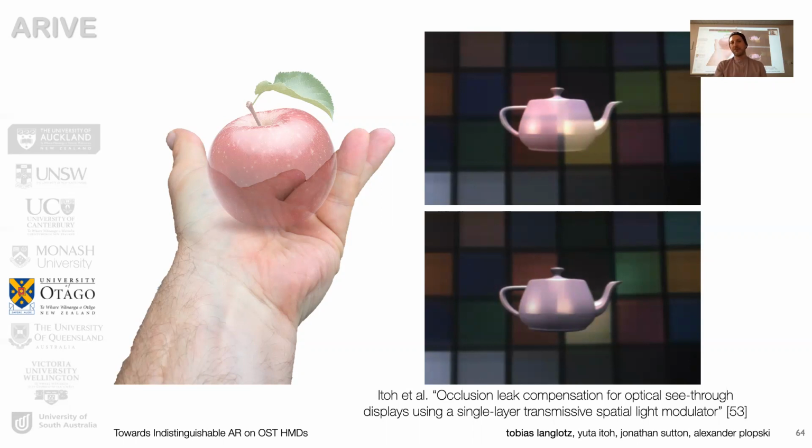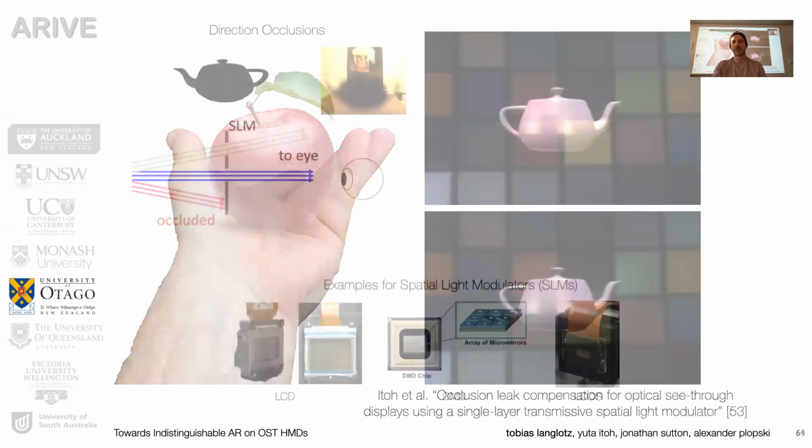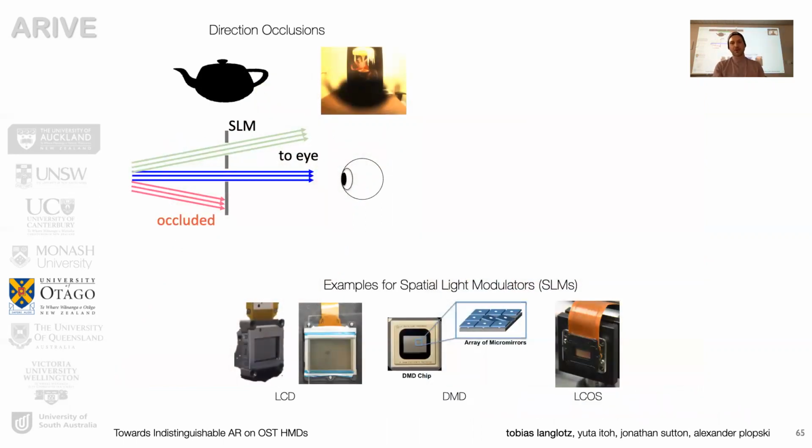You see the teapot, and in the upper images there is no occlusion handling. We can somehow still see through it, even though it should be a solid teapot. But we want correct occlusion handling so that this teapot is really occluding the real background. There are a couple of approaches for that, and that of course contributes to the perceived realism. The simplest one is to selectively block the light from the background on a per-pixel basis.